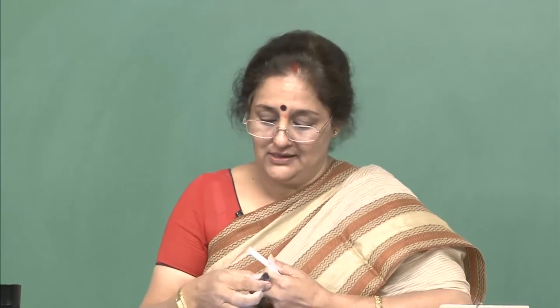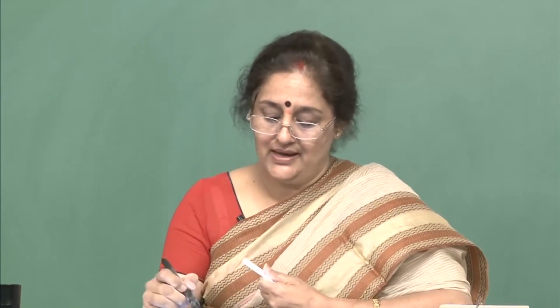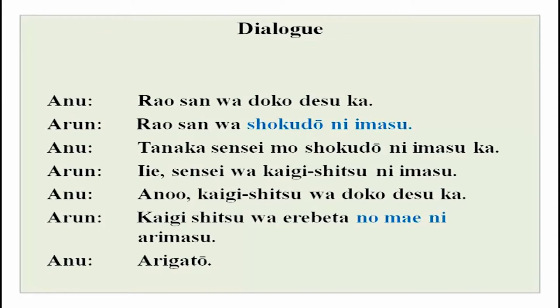Kaigi shitsu wa doko desu ka? Doko, again, we have done earlier, means where. Kaigi shitsu wa elevator no mae ni arimasu. So, as we are talking about kaigi shitsu, arimasu comes over here. It is in front of the elevator. Thank you very much. So, that is the small conversation which you can do on your own as well.